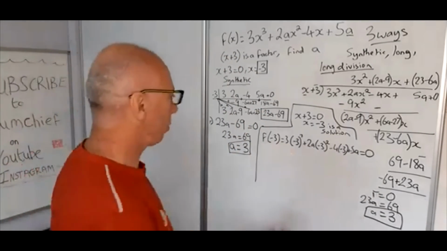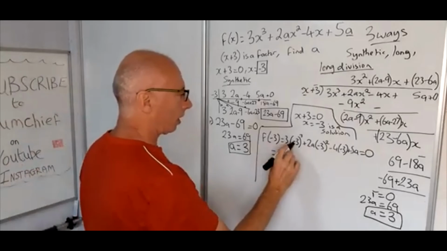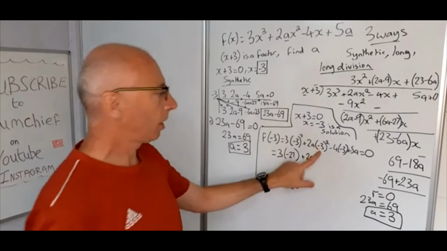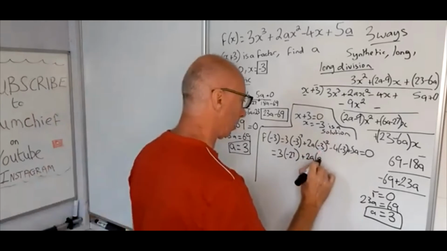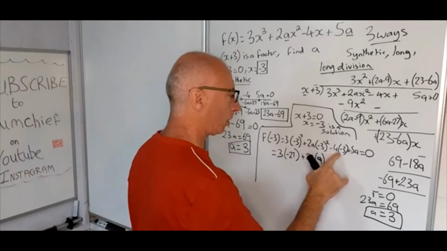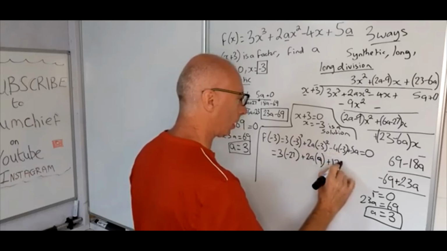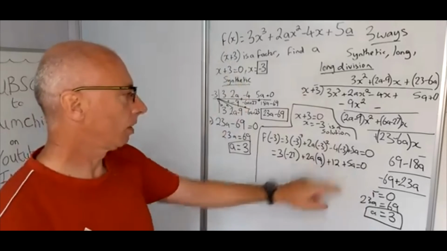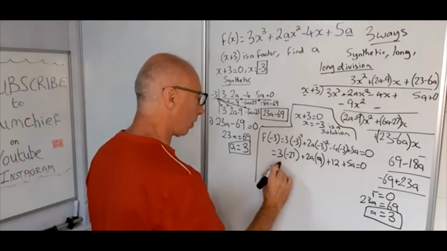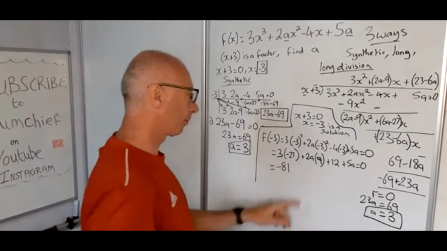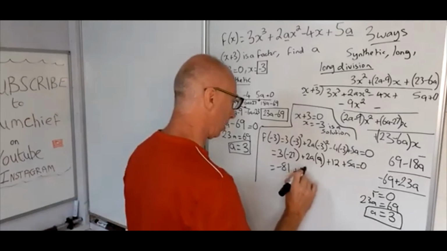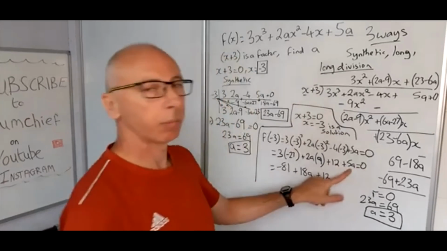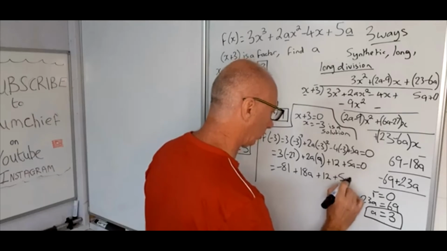So let's just sum this all up. So we've got minus 3 cubed is minus 27. Minus 3 squared is 9. Minus 4 times minus 3 is plus 12. And then the 5a stays. Okay, let's just solve for a now. 3 times minus 27 is minus 81. That's 18a plus 12 and plus 5a, and that equals 0 again.